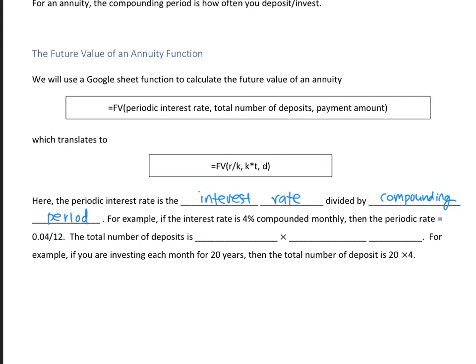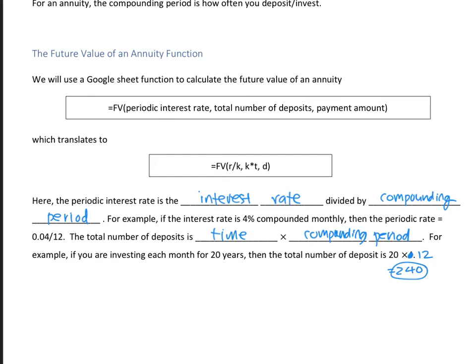So for example, if the interest rate is 4%, compounded monthly, I'm going to just divide 4% by 12. The total number of deposits is time times the compounding period. For example, if you're investing each month for 20 years, then the total number of deposits is 20 times 12, which is 240. That means you're basically investing 240 times, right?